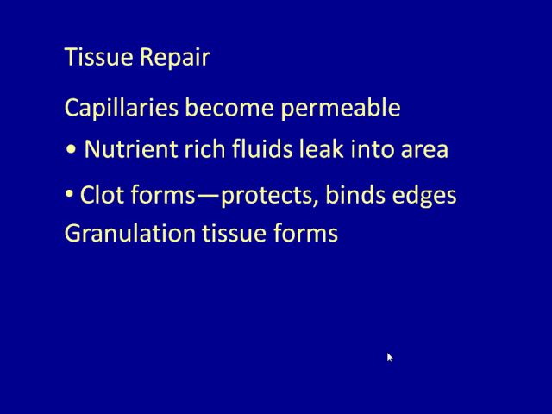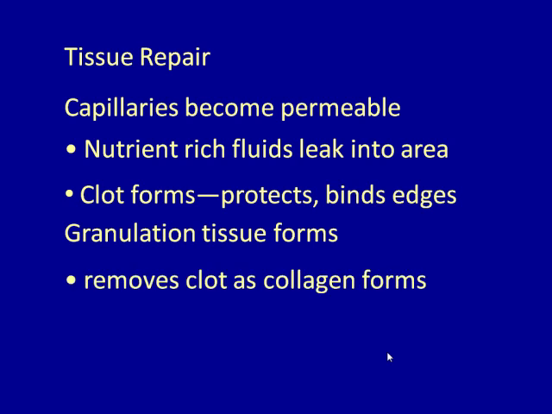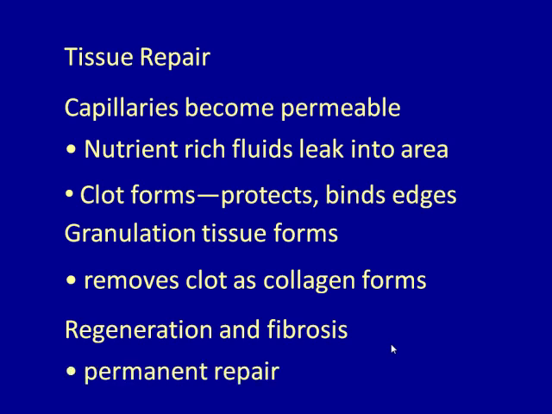The next thing that happens is granulation tissue forms. The clot is a temporary holding spot. It's full of fibrin, which is a fiber, but it's a temporary fiber. So if we're going to keep the edges held together, we need to replace the fibrin with collagen. Collagen is a more permanent fiber, as well as being very strong and tough. Once we have the edges held together, if there are any gaps, we need to fill them in. And this is when either regeneration or fibrosis occurs. Once this happens, you have the permanent repair.